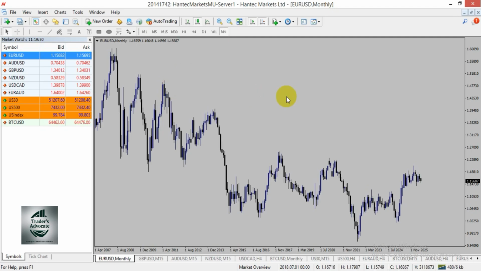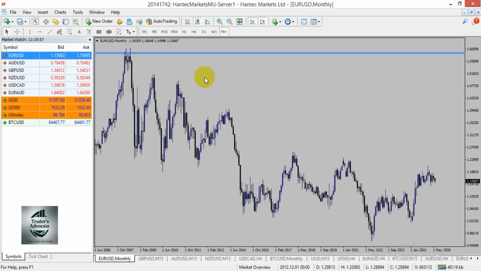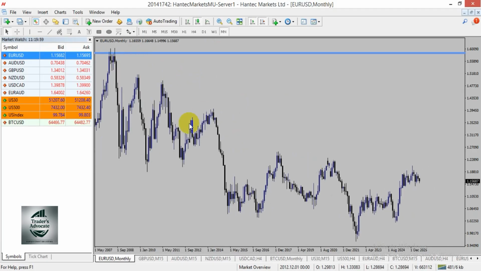So this is the naked chart of the EUR/USD. I'm going to mark out my key levels, and I'm going to explain why I mark them out. All right, so you have to understand, this is a bearish trend. A bearish trend means the market is coming down. So this is a downtrend. In a downtrend, the market creates lower lows and lower highs.